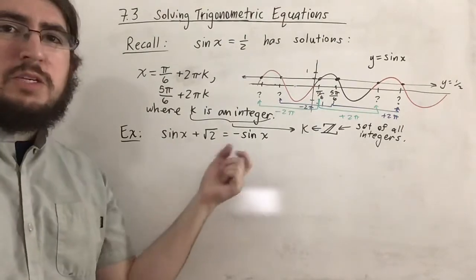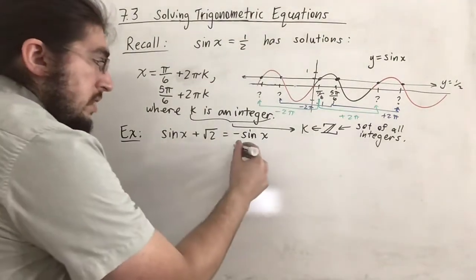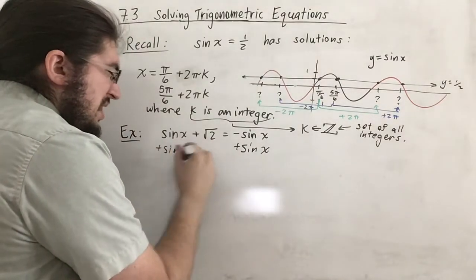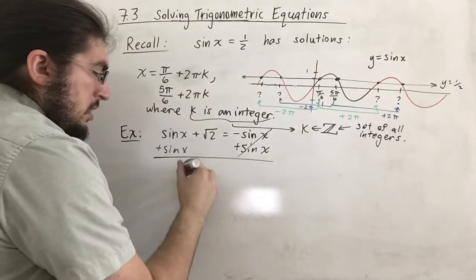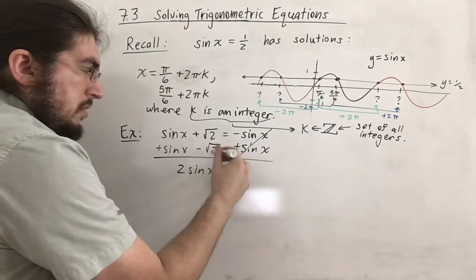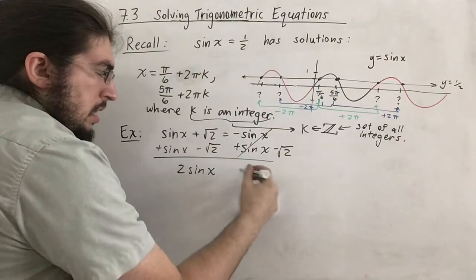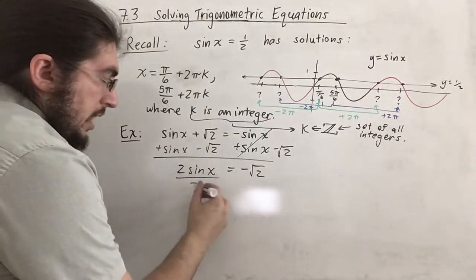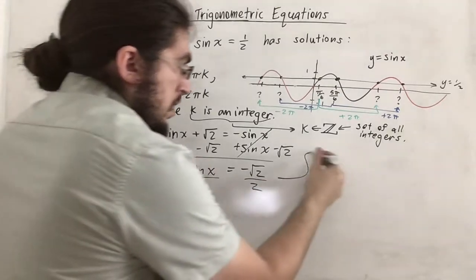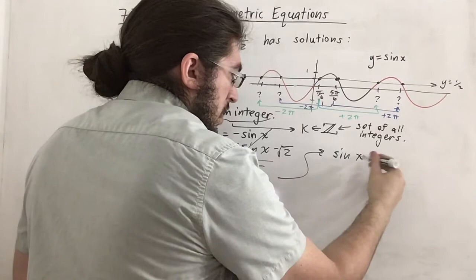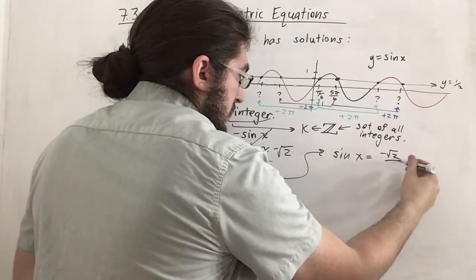but notice we have sine in two locations. So we're just going to solve for sine first by adding sine to this side. These cancel. So we get 2 times sine of x. And I guess we can subtract radical 2 to that side. So equals negative radical 2. That looks good. Divide by 2 now to get sine by itself. So now we get sine is equal to negative radical 2 over 2.